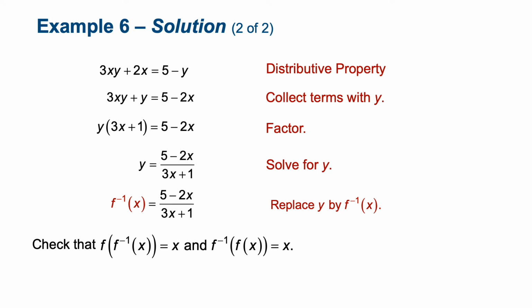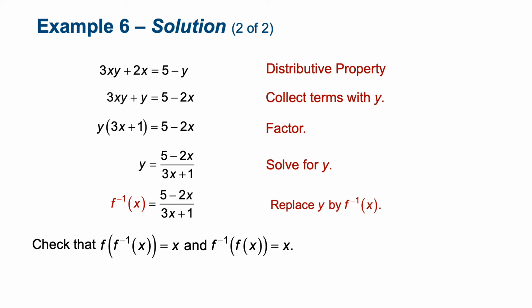So what I need to do here is add y to both sides, so on the left-hand side I get 3xy plus y. And I need to subtract 2x from both sides, so on the right-hand side I get 5 minus 2x. Now that I have that, let me factor out this y real quick. Inside the parentheses I get 3x plus 1, equal to 5 minus 2x. To solve for y, I divide both sides by 3x plus 1.